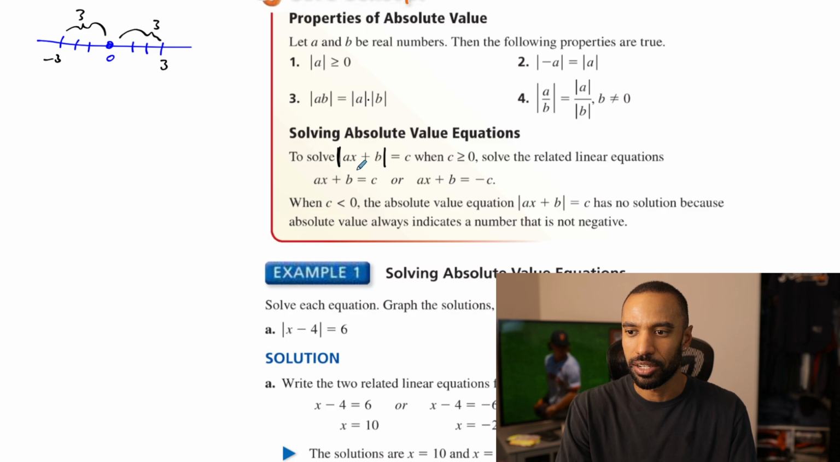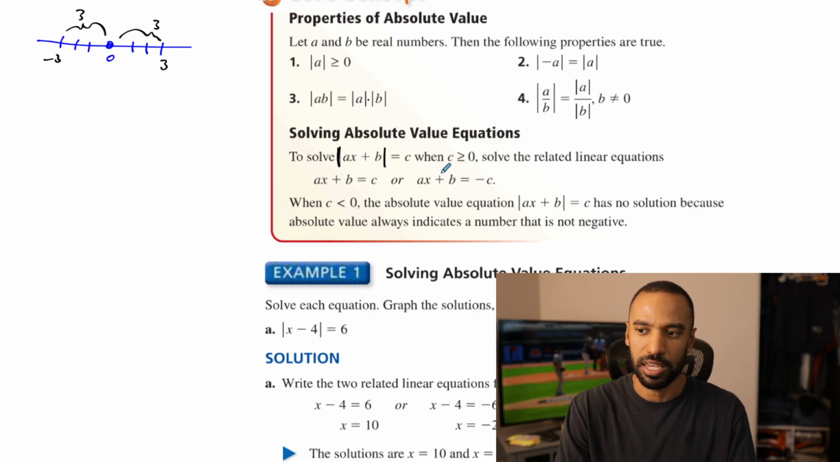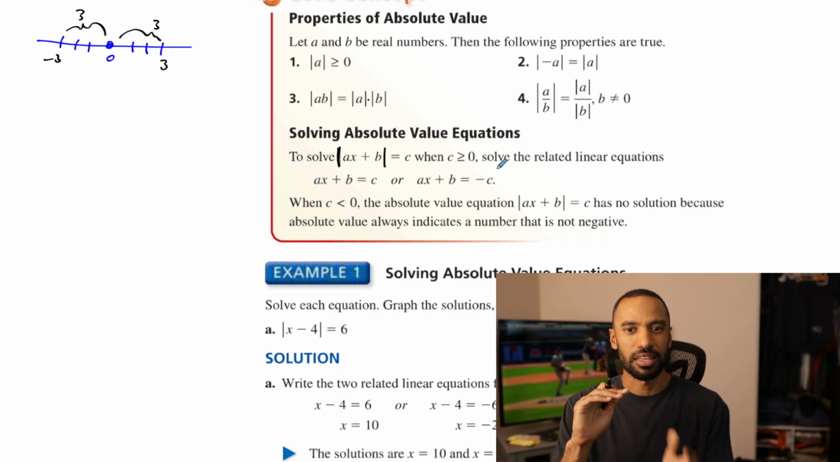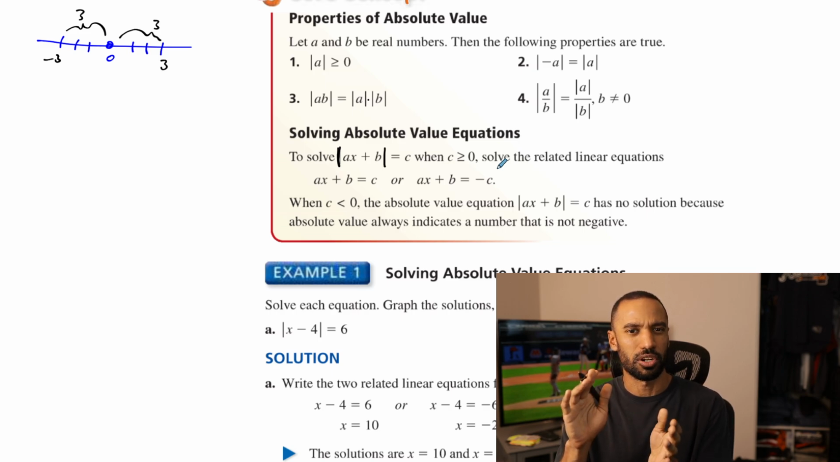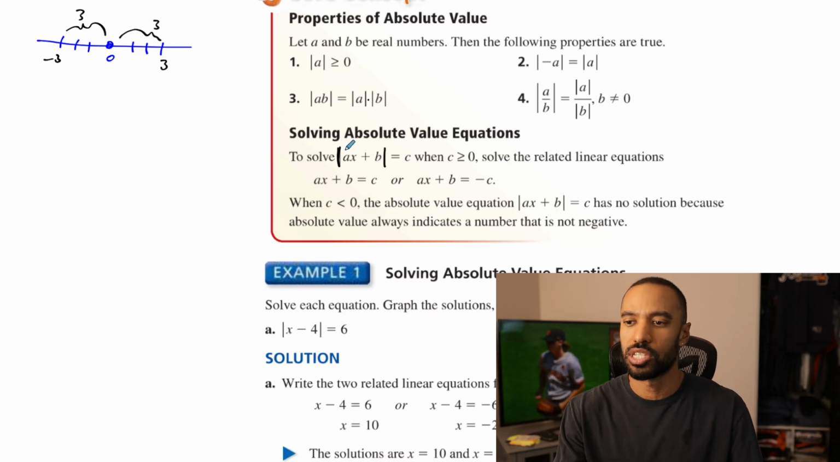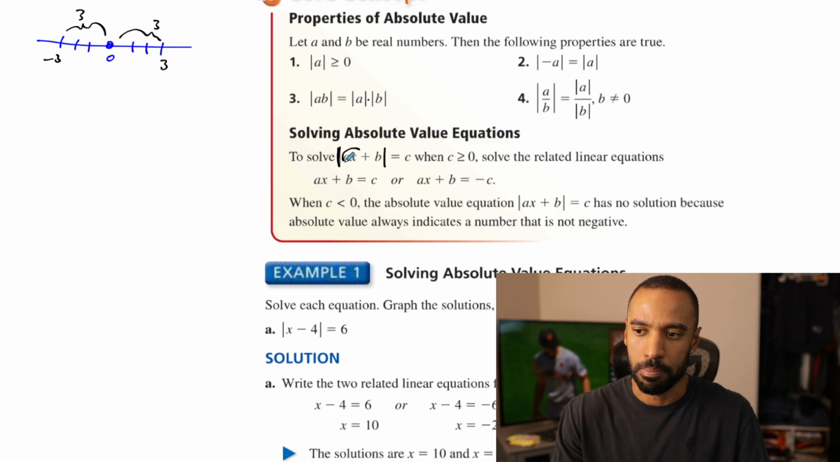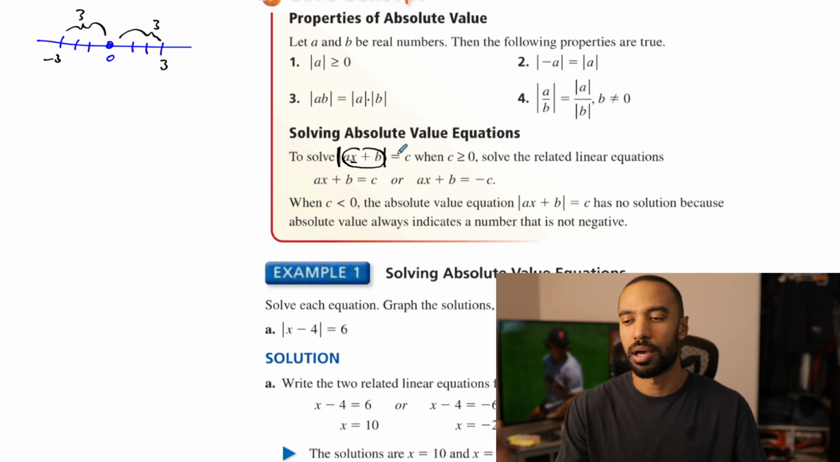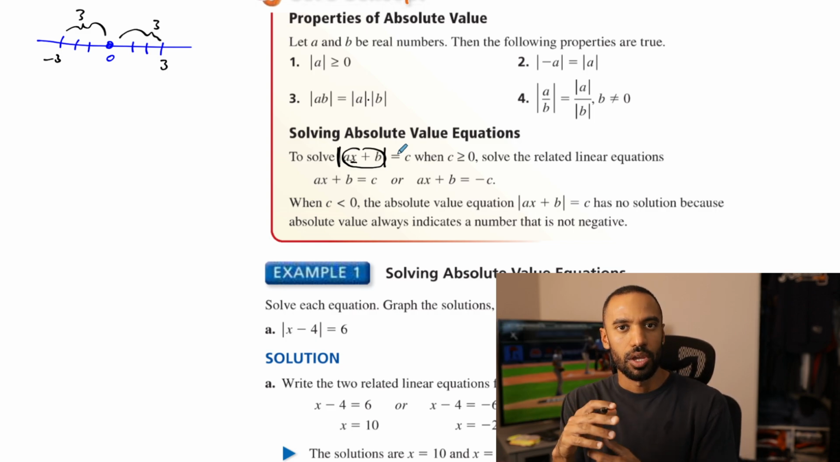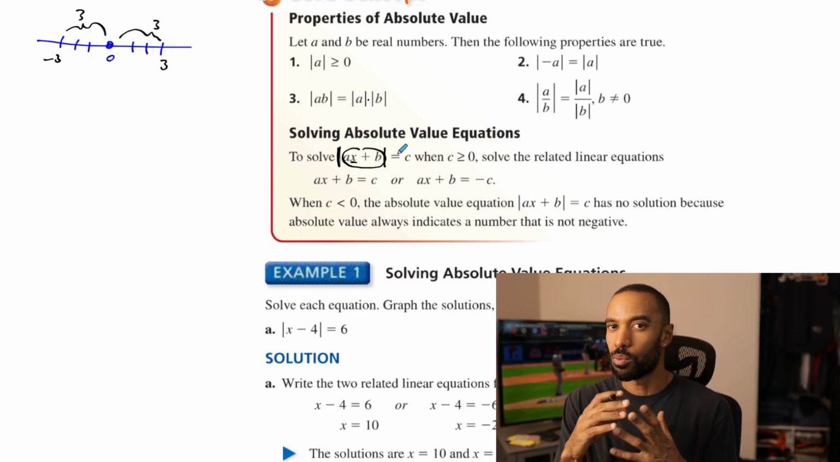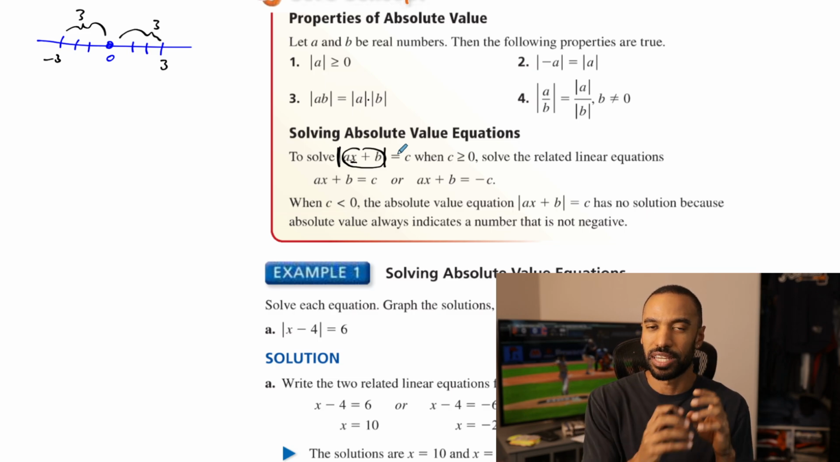You can solve the related linear equations either ax plus b equals c or ax plus b equals -c. Now, this is one of those kind of mathy things that's a little like, what are they talking about? What they're saying is you can be taking the absolute value of something, right? Our goal is to solve for x, but we have to do some things along the way. We're not talking about solving for x just yet. We're talking about what we can take the absolute value of to get this other number.